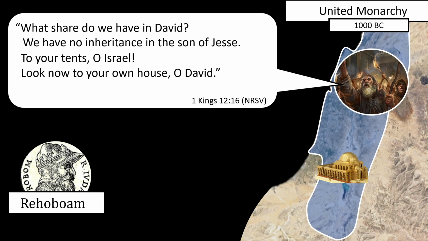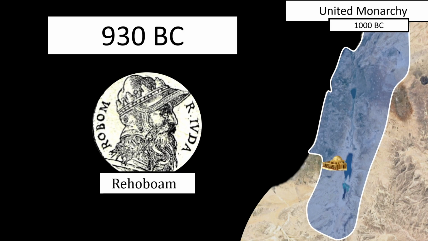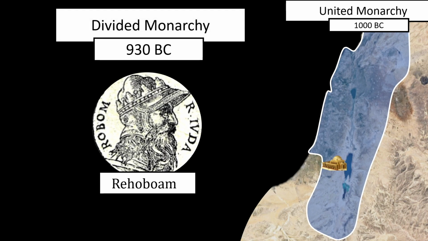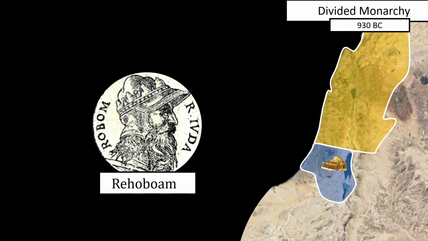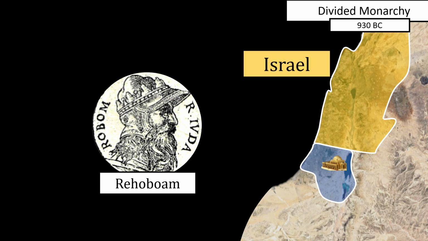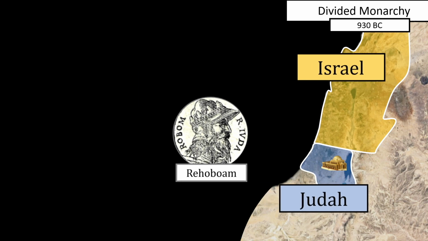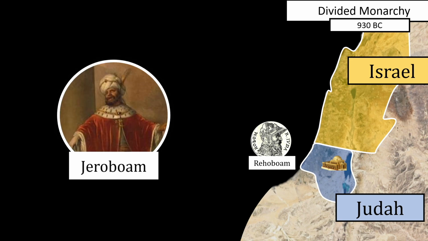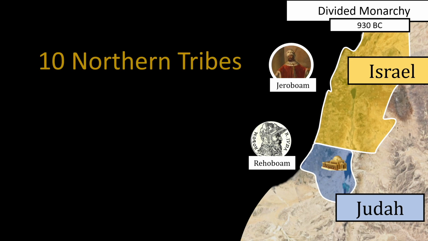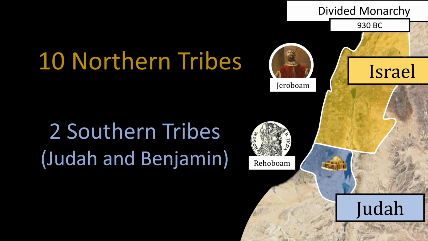This now takes us to the next period of Israel's history, which begins in 930 BC, which is the divided monarchy. This is when Israel splits into two. We now have two separate kingdoms. In the north, we have Israel, and in the south, we have Judah. Judah's first king is Rehoboam, and thus Judah retains the Davidic monarch, while the first king of Israel is a man by the name of Jeroboam. Now, Israel is made up of the 10 northern tribes, while Judah is made up of the 2 southern tribes, Judah and Benjamin.